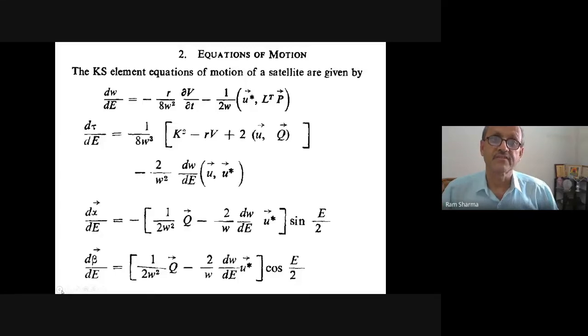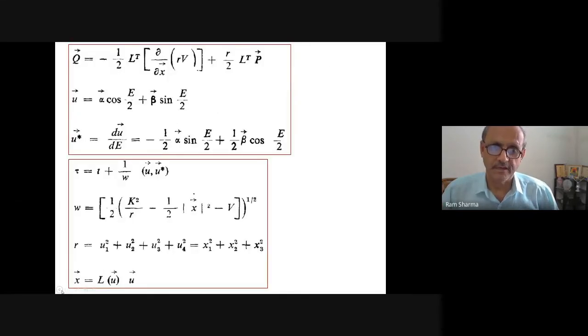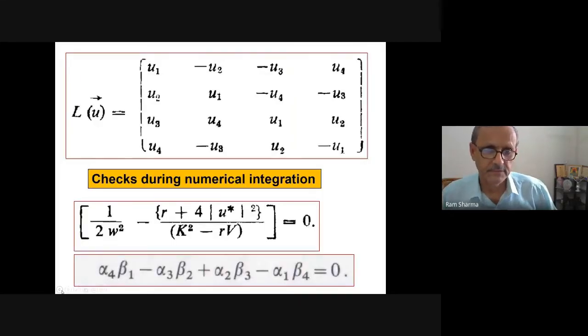And you can see how this U and U star can be written. And these are all the transformations. And this is the L matrix, the Levi-Civita matrix, which Levi-Civita did in 2 dimensions. He was also a great mathematician, in 1906. And my work started with the Levi-Civita transformation.